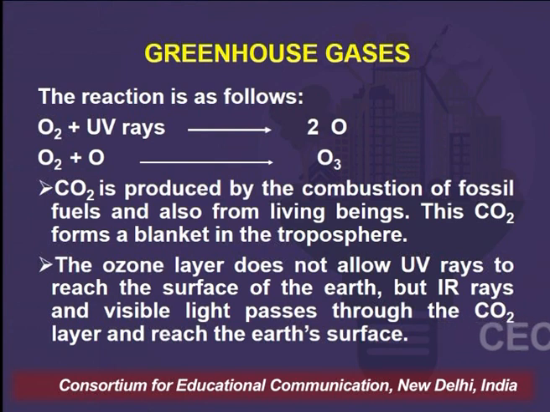Carbon dioxide is produced by the combustion of fossil fuels and also from living beings, that is, during respiration and transpiration. This carbon dioxide forms a blanket in the troposphere. The ozone layer does not allow ultraviolet rays to reach the surface of the Earth, but infrared rays and visible light pass through the carbon dioxide layer and reach the Earth's surface.